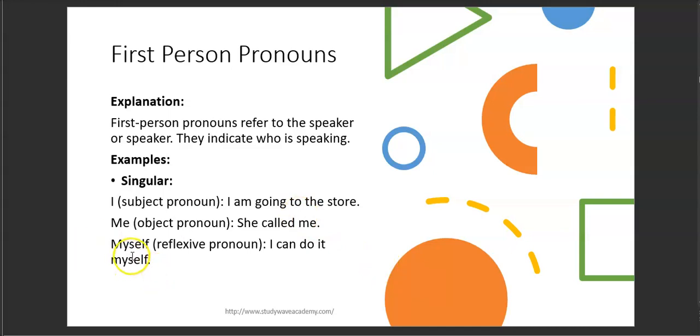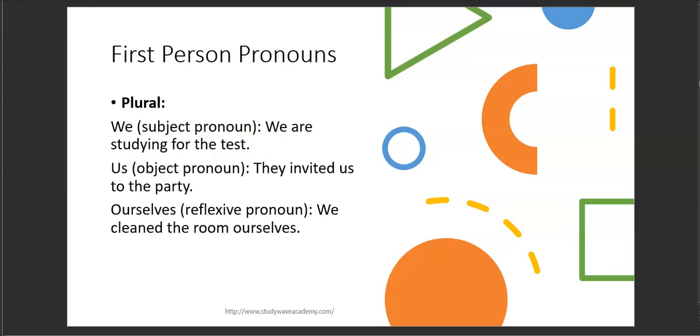Then we have myself. When you talk about myself: I can do it myself. I can read myself. That is another first person pronoun. When you notice this pronoun, it's just the speaker, the person who is speaking. It refers to the speaker. That's the way to understand personal pronouns, okay?